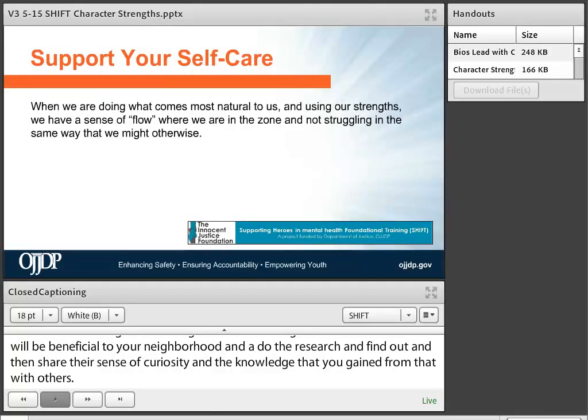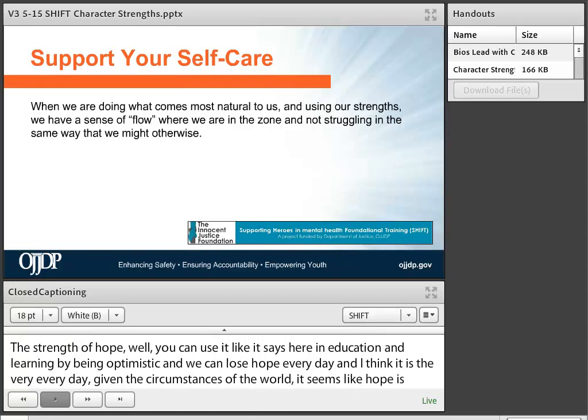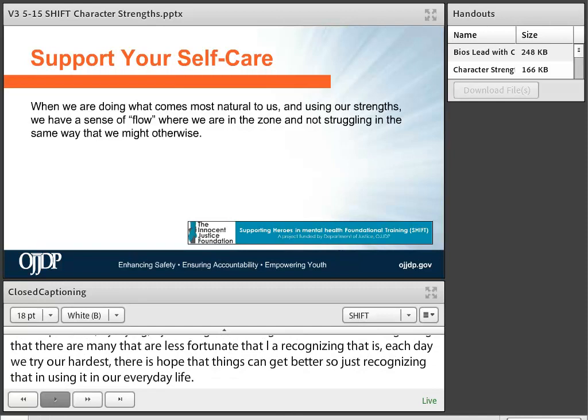So you can support your self-care by using these strengths and skills, and figuring out what are the things that I need to do to support my self-care. Do I need to support my self-care by really using humility as a strength? Do I need to really take a look at my gratitude? And would I feel happier if I was able to recognize how thankful and how lucky I am to be in the situation I am?